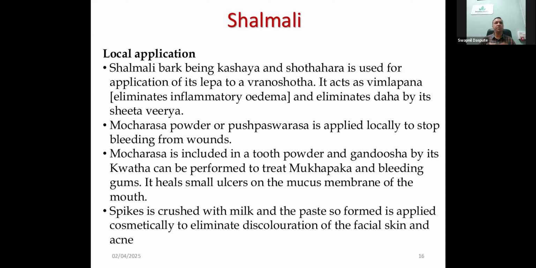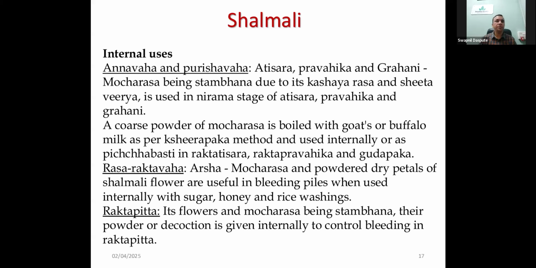So it can be face or any part of the body where discoloration has happened due to acne. And in other pittaja, raktaja conditions where discoloration has happened, Shalmali still can be used. It can be used in Kushta also. We'll see in the next slides. But the spikes or the thorns are very good for discoloration of the skin.